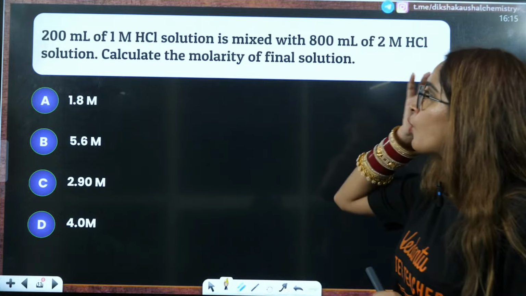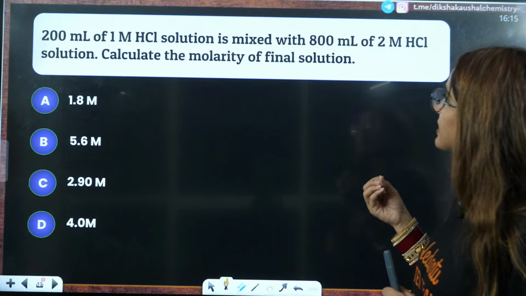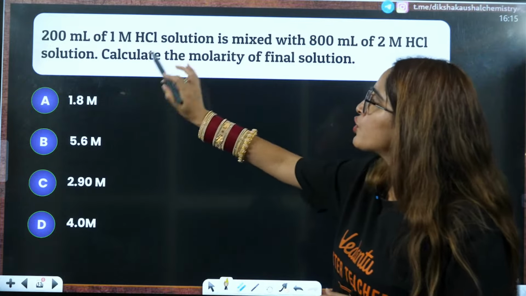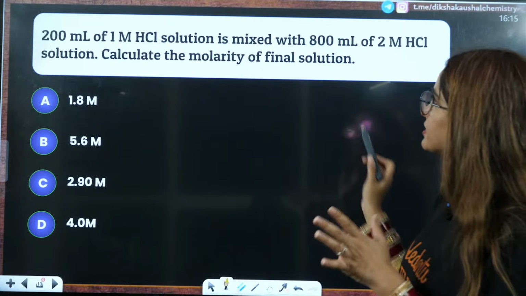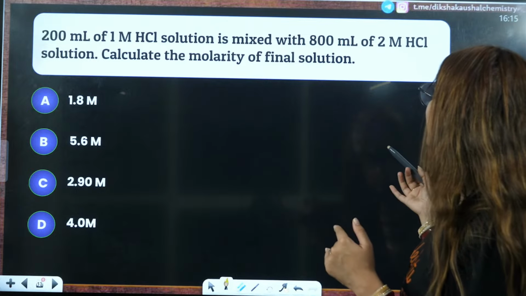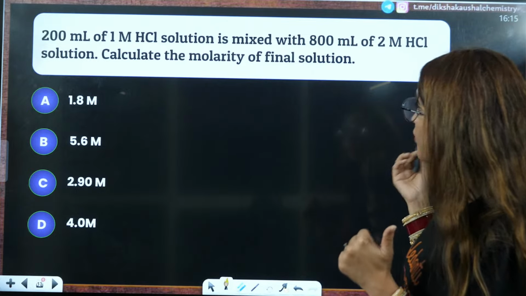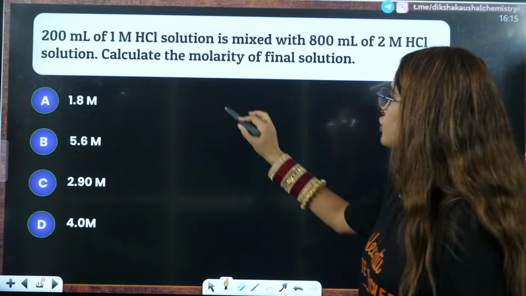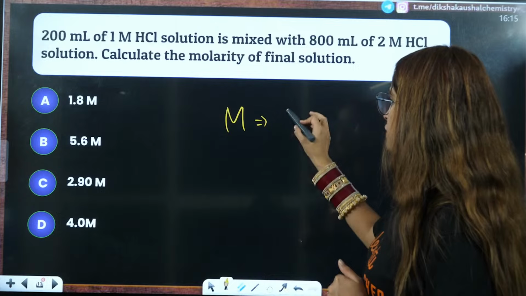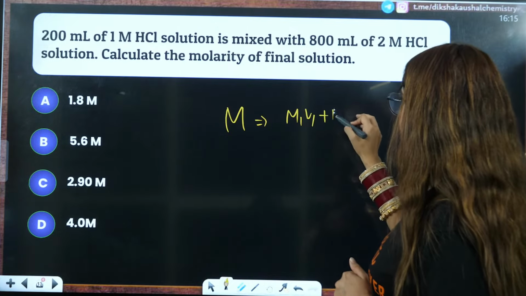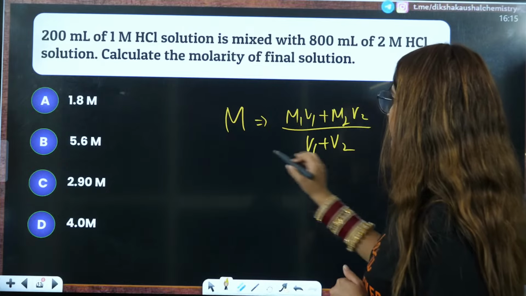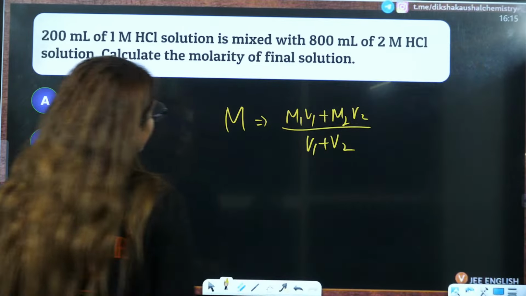Next, now let us see from the mole concept what kind of questions are asked. 200 milliliter of 1 molar HCl solution is mixed with 800 milliliter of 2 molar HCl solution. Calculate the molarity of the final solution. So the molarity of the final solution is M1V1 plus M2V2 divided by V1 plus V2. This is what you have to put here.